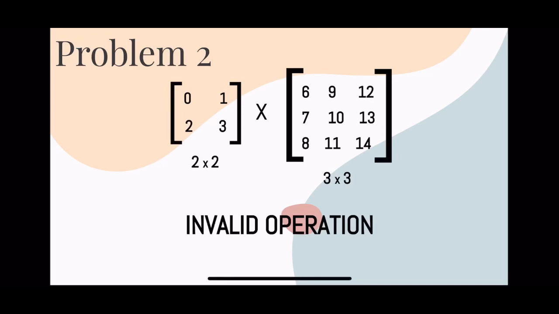Problem number 2 multiplies a 2 by 2 matrix and a 3 by 3 matrix. Because the inner values are not equivalent, which is a 2 and a 3, the operation is automatically invalid and cannot be further multiplied.